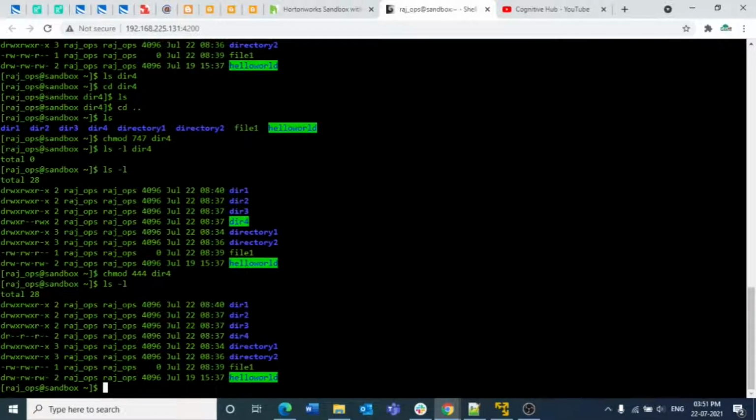So why did I mention 444 here? Because I want to enable only the read permission here. That means 100. As I mentioned, the first one is for read, which is enabled here, the next one is write, which is disabled here, and the next one is execute, which is also disabled here. So that is the reason why we mentioned 100, and I want to do the same operation for both group as well as owner. So the binary equivalent of this 100 is 4. So I just mentioned chmod 444 directory 4.